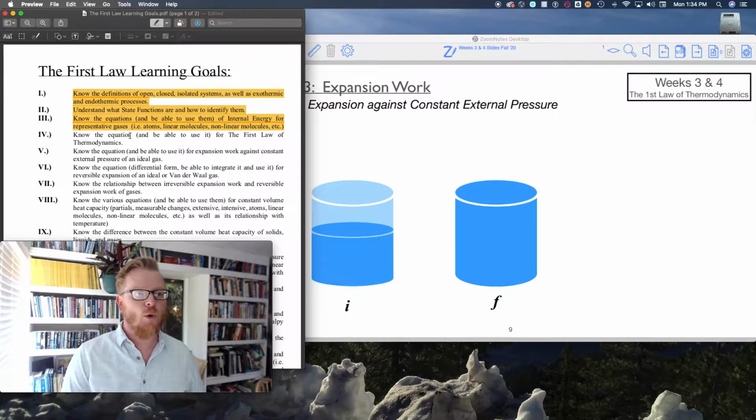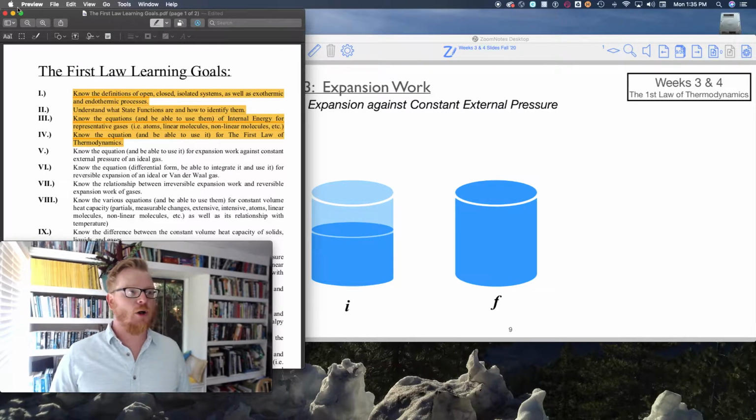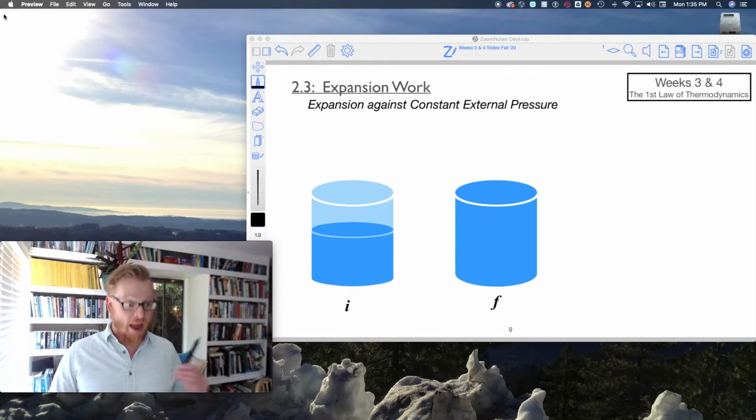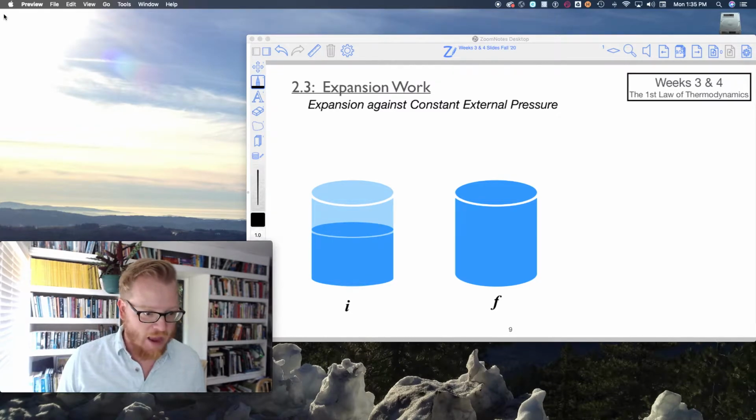Okay, know the equation and be able to use it of the first law of thermodynamics, right? Delta U is Q plus W. Okay. And then that's what we got through for that first video. Okay. So I'm going to go ahead and close this and come back to that after this video.